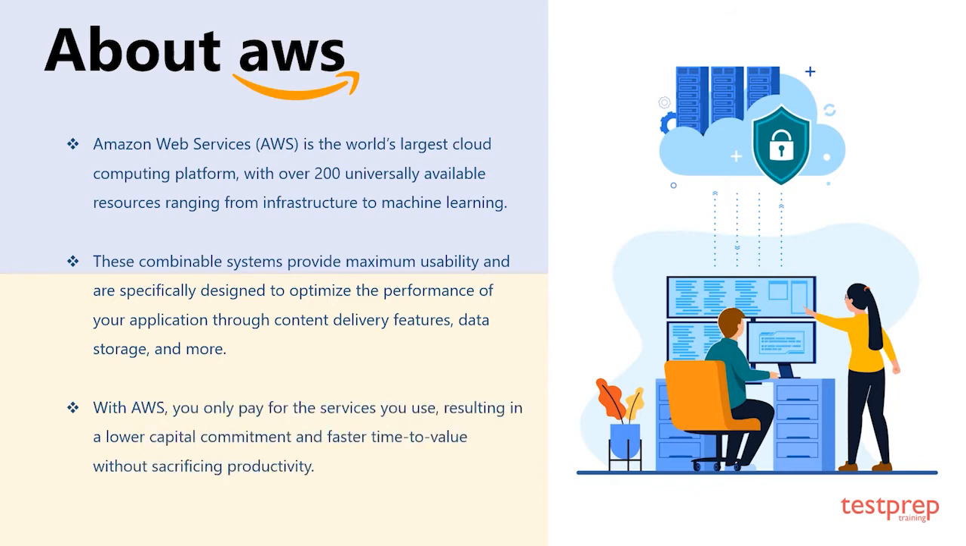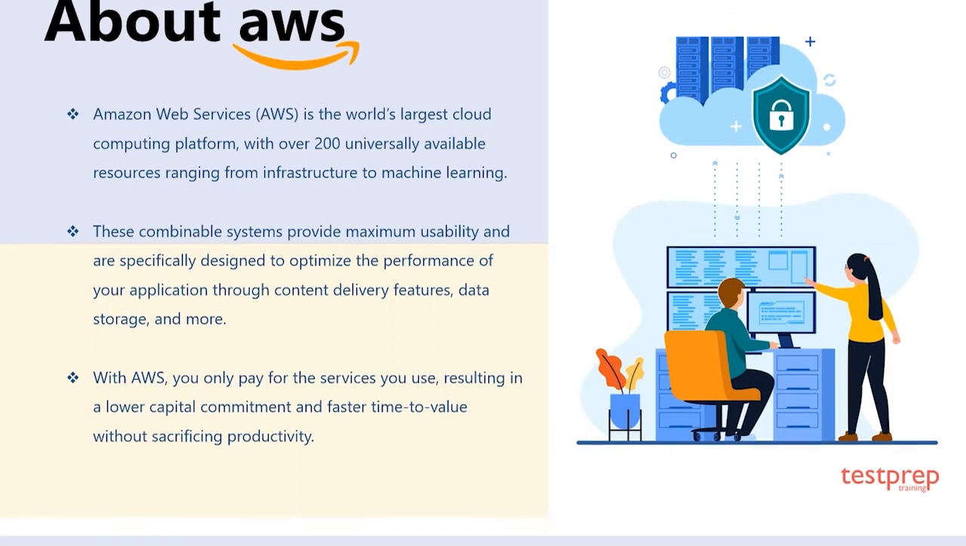With AWS, you only pay for the services you use, resulting in a lower capital commitment and faster time to value without sacrificing productivity. Now let's look at the collection of AWS Architecture icons that contain AWS product icons, resources, and other tools to help you build diagrams.